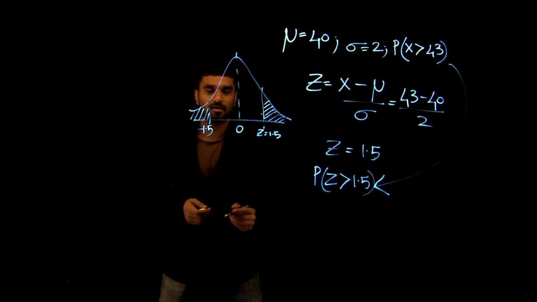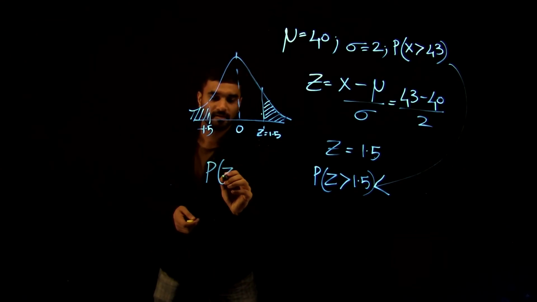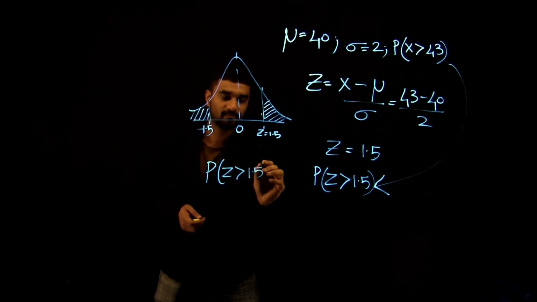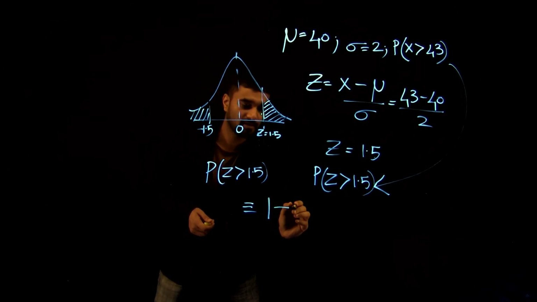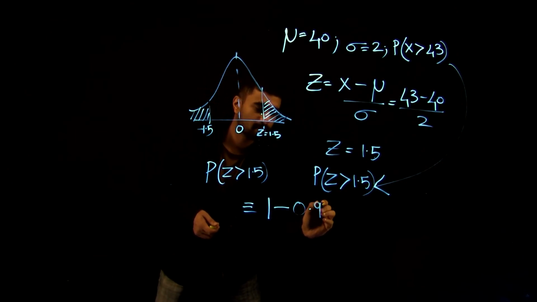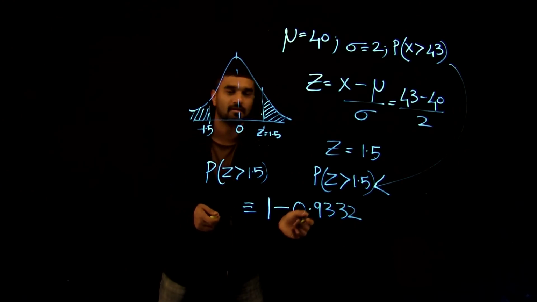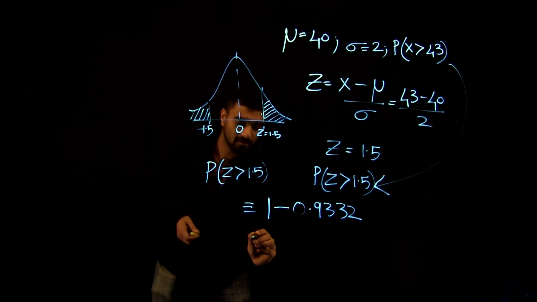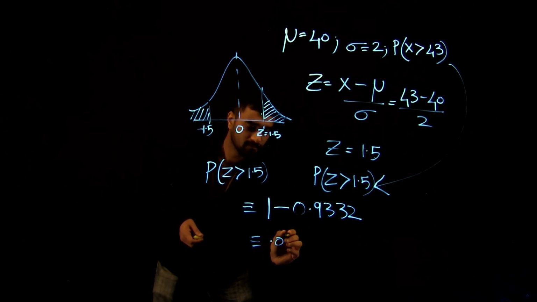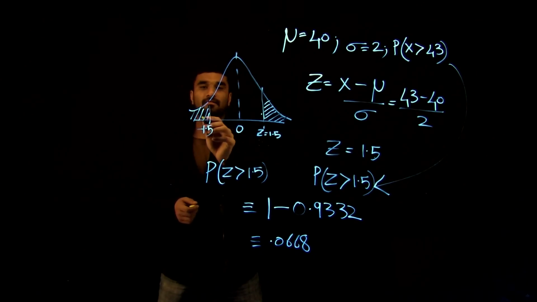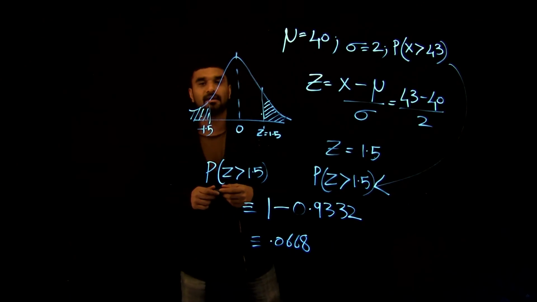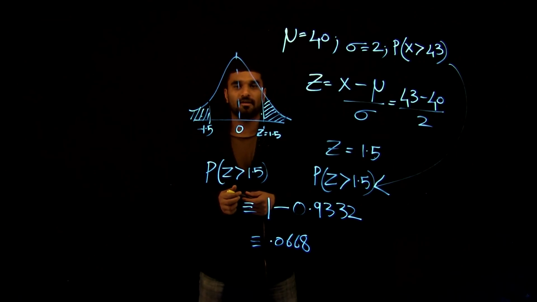Either way, the probability of z greater than 1.5 is given as 1 minus 0.9332, which is the value if you look up any of the tables, which is 0.0668. This is the area under the curve in this region here. Either way, the answer to the question, the probability of finding a resistor with a resistance value greater than 43 ohms, is 6.68%. Hope this helps.